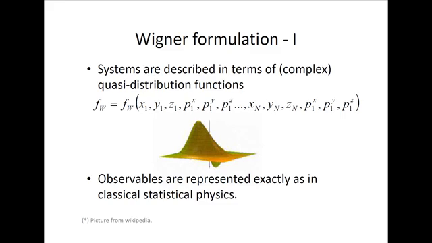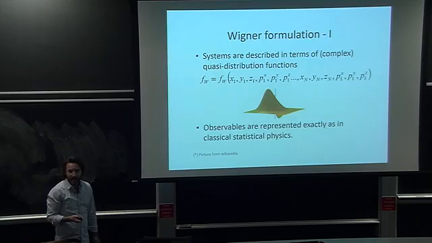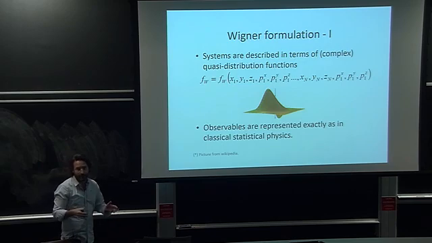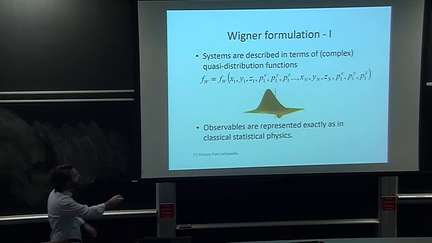In the Wigner formulation, you don't use wave functions anymore. What you use now is a quasi-distribution function. We say quasi because it's not really a distribution function. It can have negative values, as you can see in this nice picture, for example.